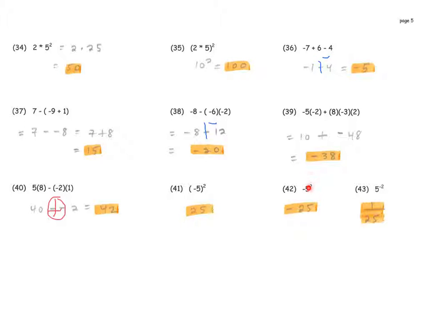The exponent is only on the 5. The minus sign is in the subtraction family, and it waits till the end. 5 squared makes 25, and then the minus jumps on and makes minus 25. Look at the difference between these two problems. They are not the same, and this is a trick question that all math teachers like to use.